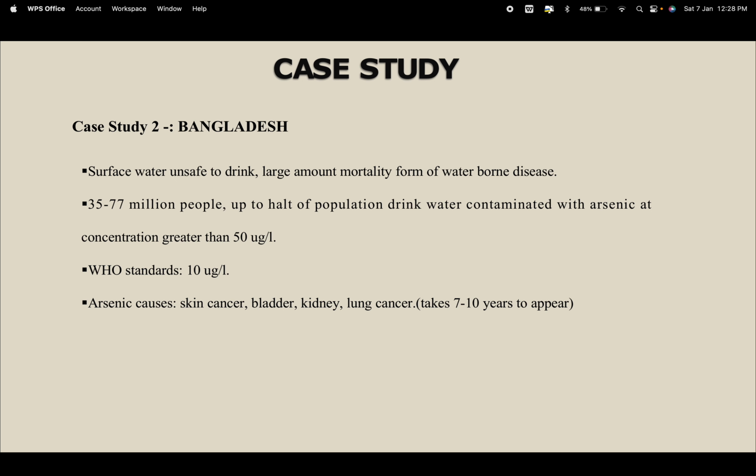Now case study 2 in Bangladesh. Surface water is unsafe to drink, with large mortality from waterborne disease. 35 to 77 million people, up to half the population, drink water contaminated with arsenic at concentrations greater than 50 micrograms per liter. The WHO standard says 10 micrograms per liter. Arsenic causes skin cancer, bladder, kidney, and lung cancers, and takes 7 to 10 years to appear.